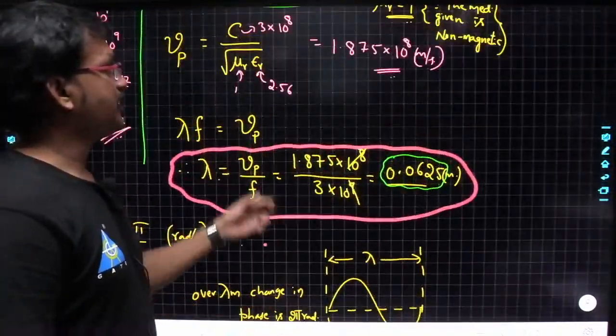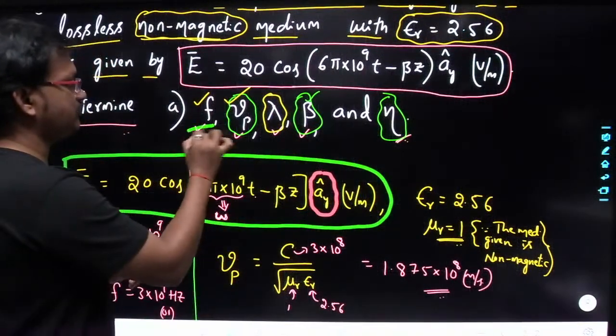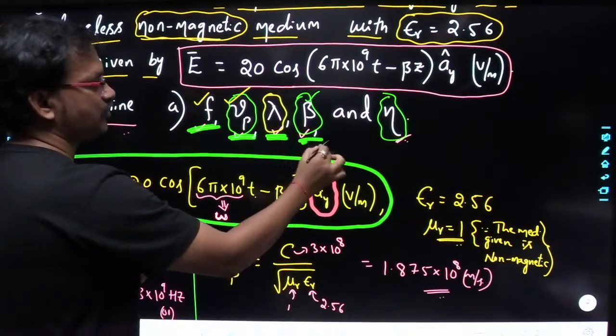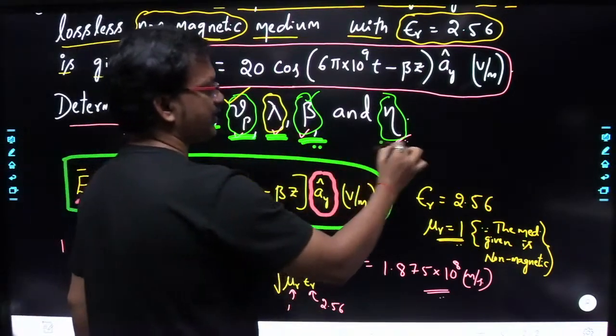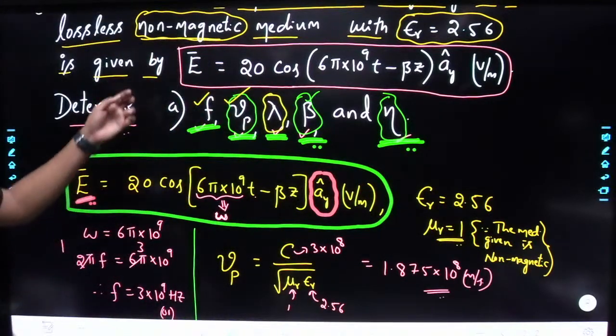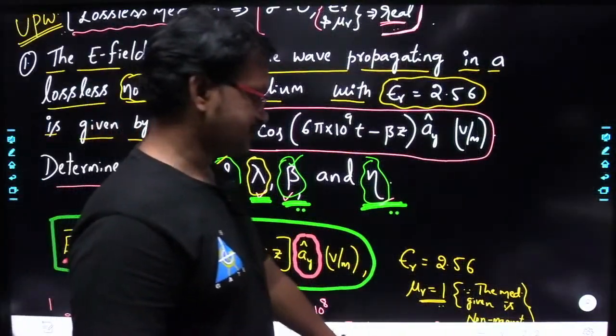So we have determined the frequency of the wave, phase velocity, lambda value, beta value, and also the intrinsic impedance of the medium. These are the parameters we have determined here. We will move on to the next problem.